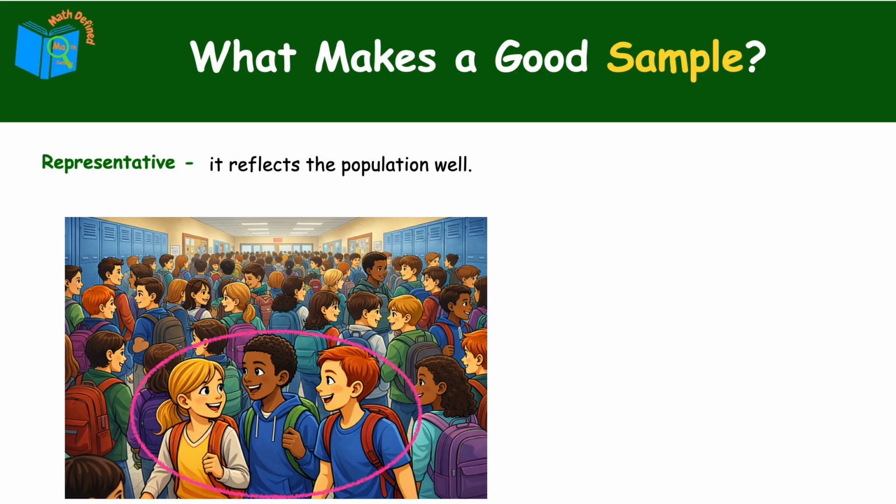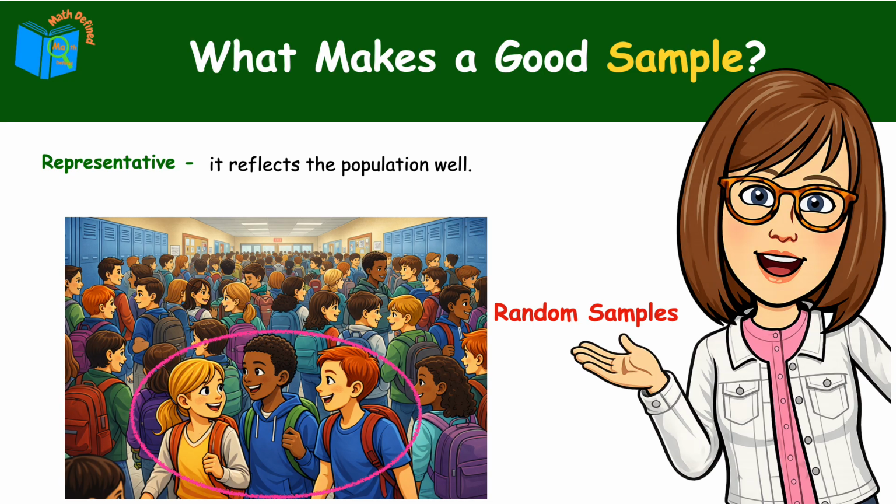So when a sample is random, it has a better chance of being representative of the whole population. And when a sample is representative, the conclusions we make are more likely to make sense. That's what we want. We want conclusions we can trust. Let's do a quick check.